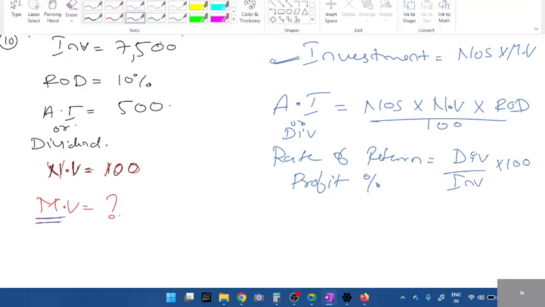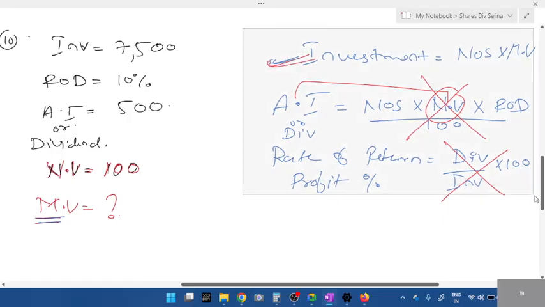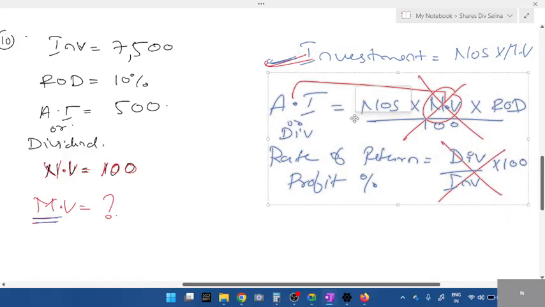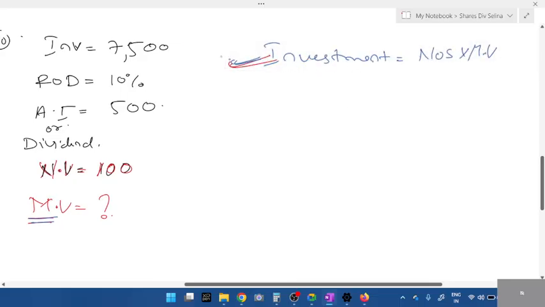So in dividend divided by investment, we don't use market value. In annual income, which one do we use? Nominal value. So which is the only formula in which we use market value? Investment. So let us use the investment formula. What is investment given? Is number of share given here? We'll keep it as it is. Market value is also not given.